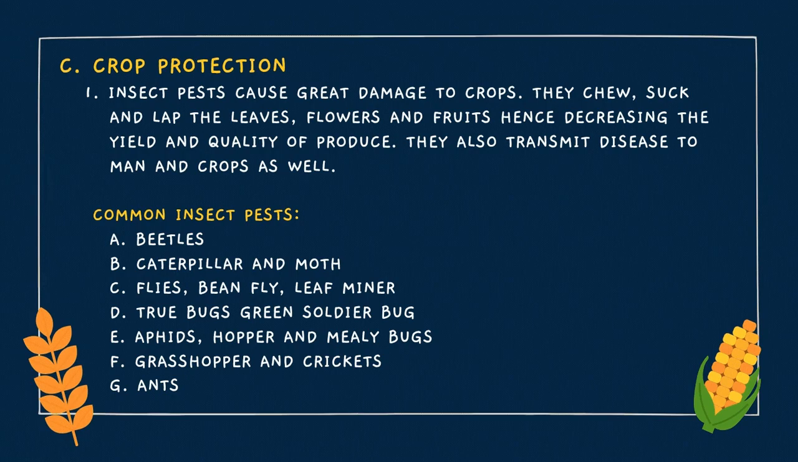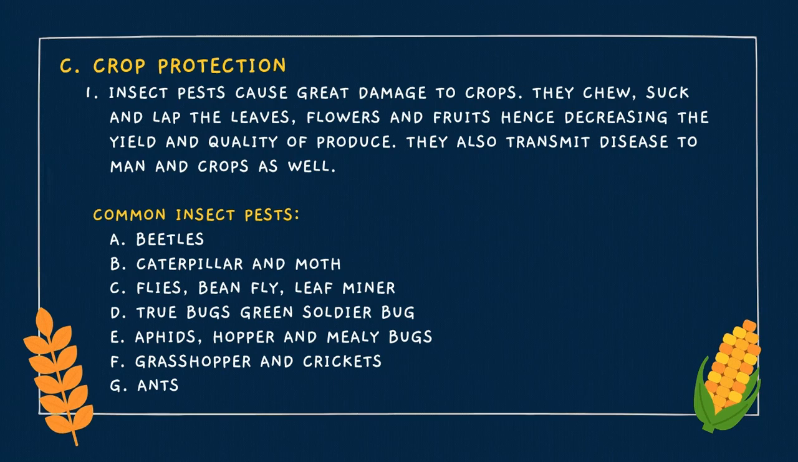Letter C. Crop protection. Number 1. Insect pests cause great damage to crops. They chew, suck, and lap the leaves, flowers, and fruits, hence decreasing the yield and quality of produced goods. They also transmit diseases to man and crops as well.